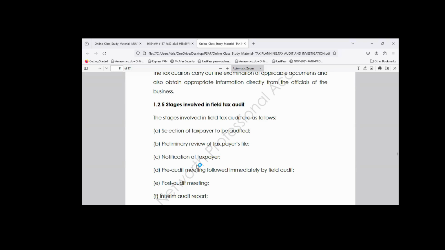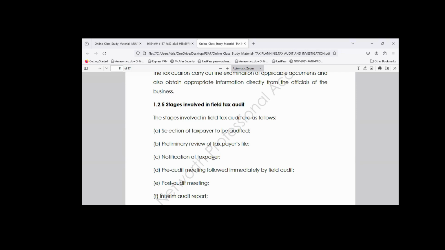The next stage is notification of the taxpayer by writing a letter to them that, so company, we are coming to your company by such date. We want to come and do a tax audit. In this notification of the taxpayer, you also state the documents that you require from the taxpayer. You also state it for them.